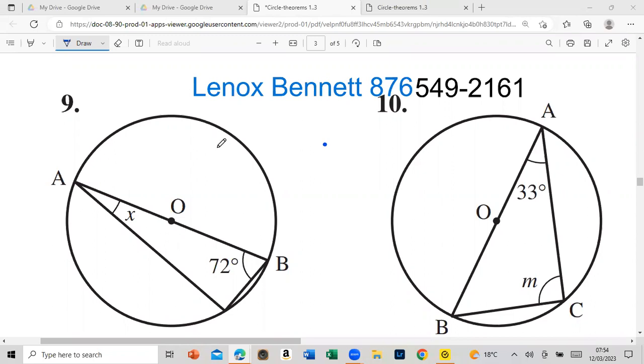Alright, let's go. So we're looking at circle theorems, and this is a compulsory topic. So you guys want to learn circle theorems. We're gonna be looking at a few more questions.